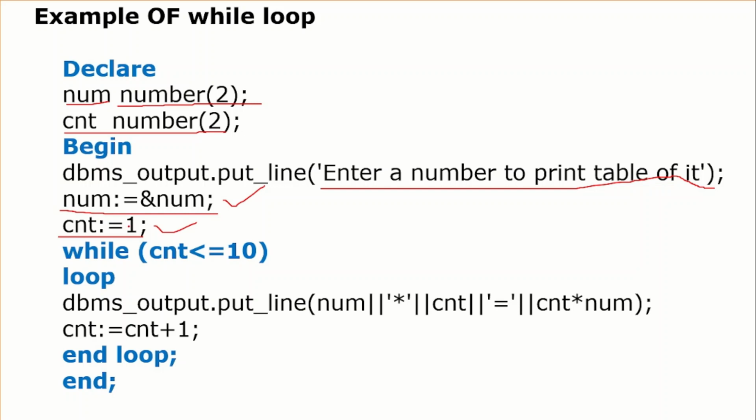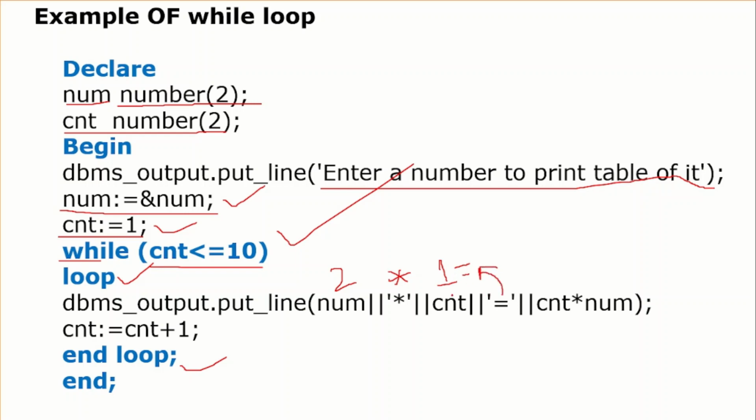So the initial value of counter is 1. While counter CNT is less than or equal to 10, this loop will keep on going. Then this is the loop, this is end loop. Within the loop, what are we doing? Num. So initially what is the value of num? Whatever you give, suppose you have given 2, then 2 will be printed as it is. CNT is initially 1, and then the equals sign comes from here.